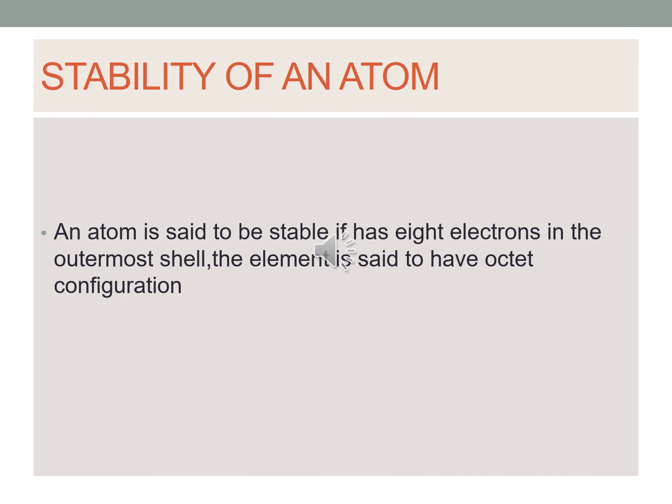How do they attain stability? The elements combine with other elements, then they complete their octet. So at last they attain stability. This stability is attained by accepting electrons, donating electrons, or sharing electrons between the atoms. Okay, this is the stability of an atom.